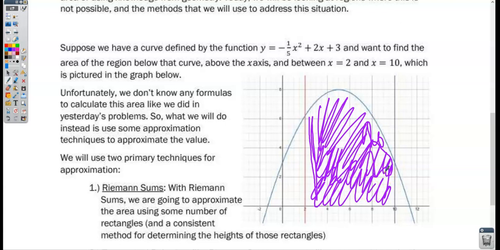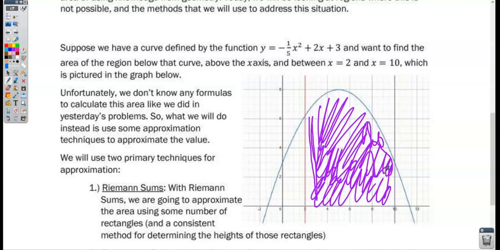Now the thing is, we don't have any formulas like we do for a rectangle or a triangle or a semicircle or anything that will enable us to find this. So instead, what we're going to do for right now is approximate the value of this area. We're going to use two primary techniques. I might use what are known as Riemann sums. What's going on with a Riemann sum is we're going to approximate the area using some number of rectangles, and we're going to use a consistent method for determining the heights of those rectangles.